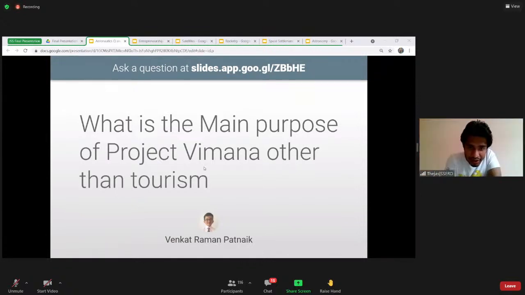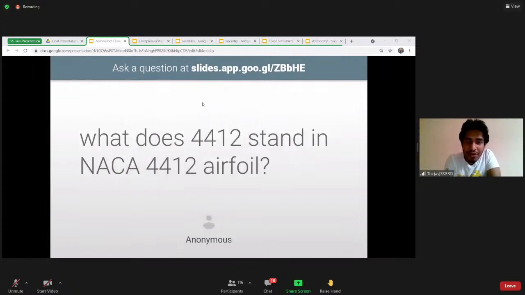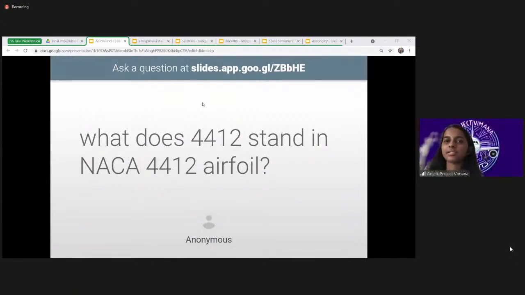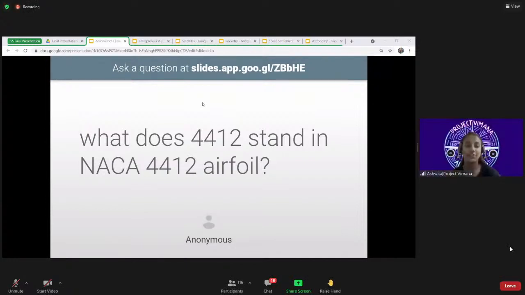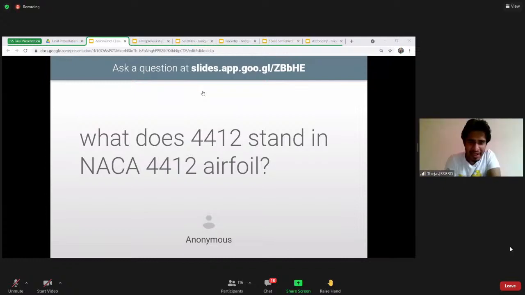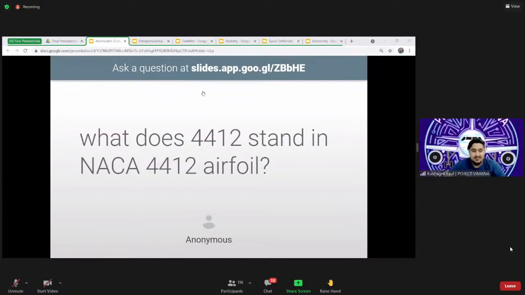There is also another question wherein they want to know what 4412 and NACA stand for. Aerodynamics team, would you like to answer? Yeah, I'll answer that. So basically, the first digit tells the camber percentage, the second digit tells the location of the maximum camber in tenths of chord, and the last 2 digits tell the thickness percentage. I hope that answered. Okay. Just to add to it, it says 4% camber at 40% chord length and 12% thickness. So this is what it means.